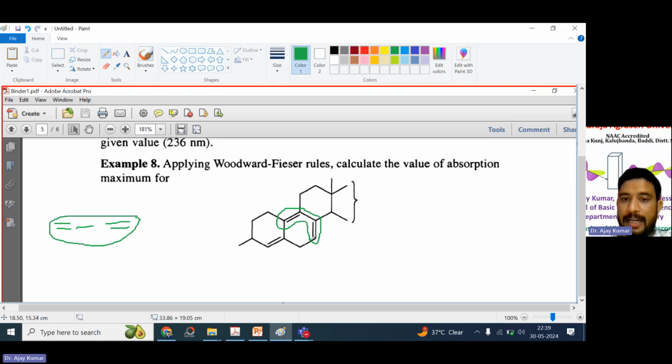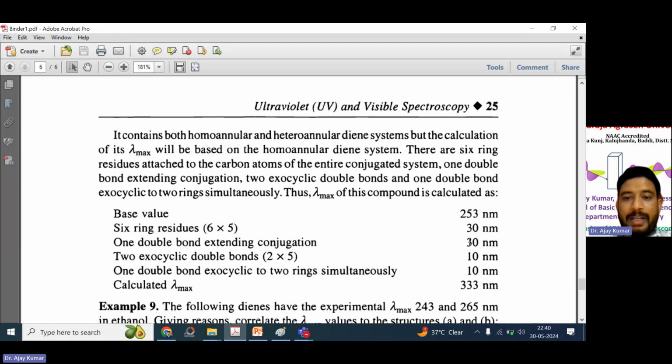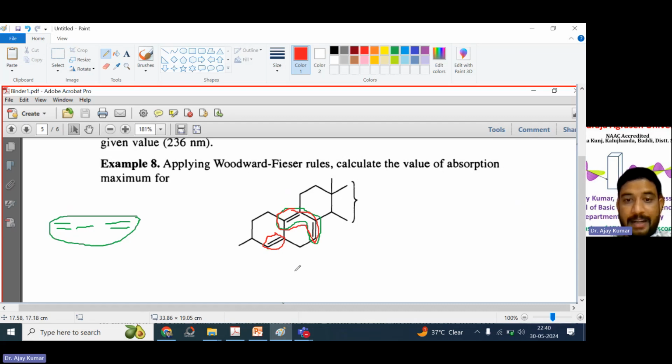So here is only one double bond that is extending this particular conjugation. Double, single, and double: up to here we have the basic conjugation. Now for this particular conjugation we have only one double bond that is extending it. For such cases, we take 30 nanometer as an increment per double bond extending conjugation. So here is 30 nanometer. Suppose if we have one more double bond here, we will take it as 30 plus 30, because now we have two double bonds that are extending the conjugation.